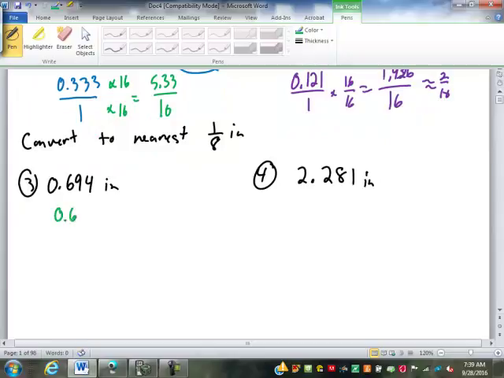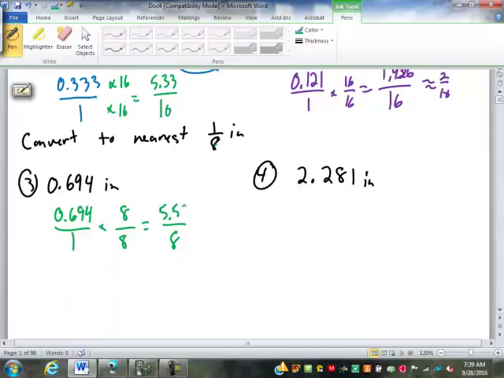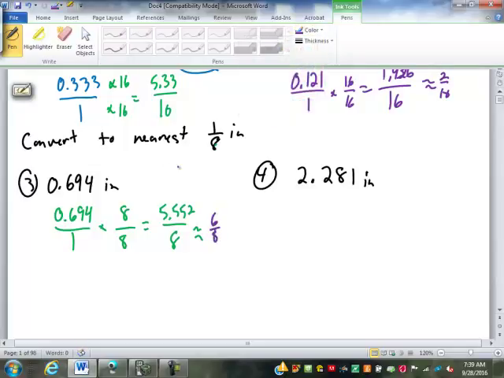0.694. Put it over 1. Now we're going to multiply by 8 over 8 because we want it to the nearest 8. So that's going to be what? 5.552, between 5/8 and 6/8, closest to 6/8. So that reduces to 3/4 of an inch.